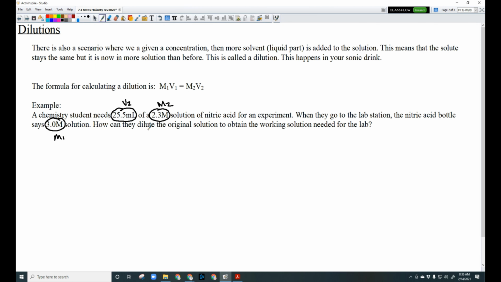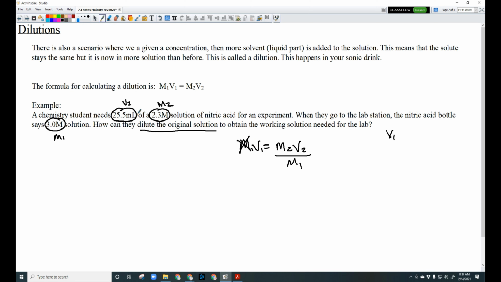So how can they dilute the original to obtain a working solution? We're going to be looking for a V1. M1V1 is equal to M2V2. I'm going to rearrange this to solve for V1, so I need to divide both sides by M1, and that's going to give me the volume.